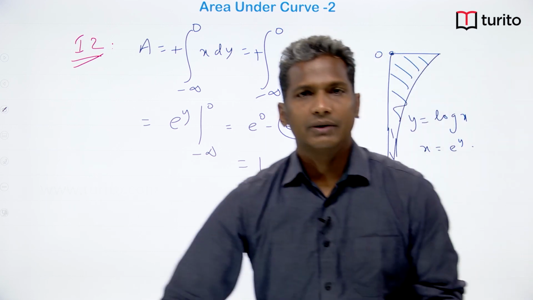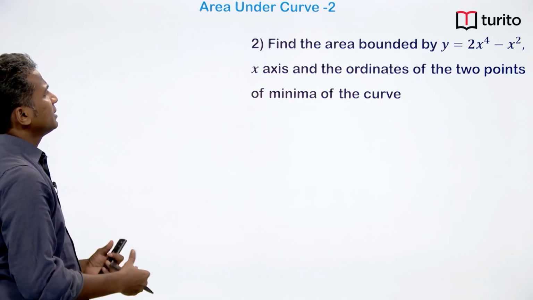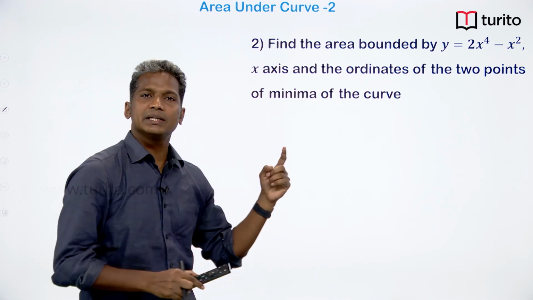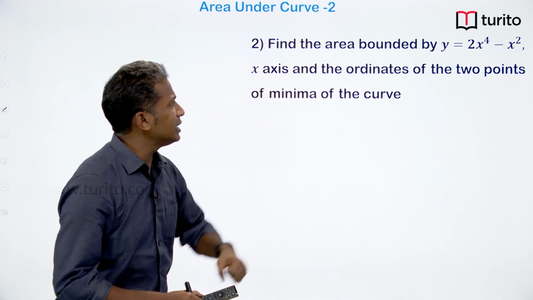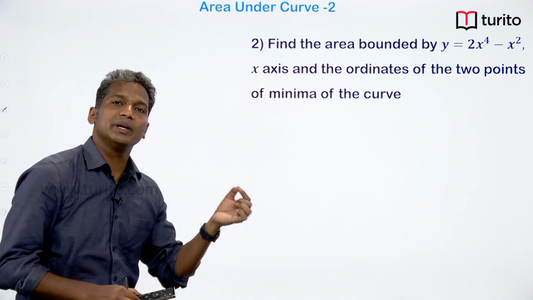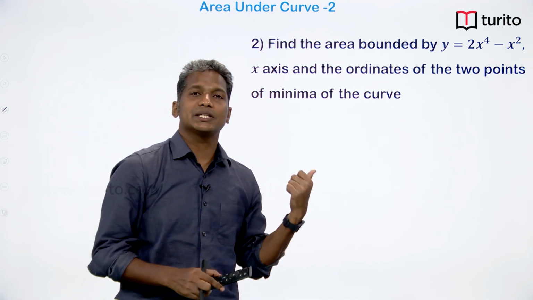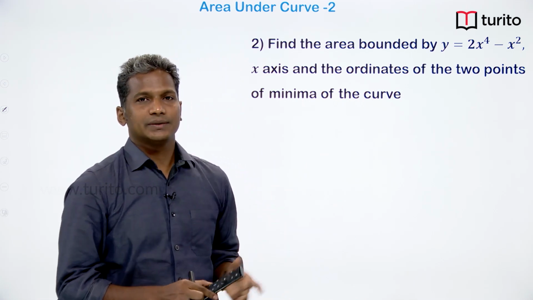Okay. Can we move on to the next question now? So, next question: find the area bounded by y equal to 2x^4 minus x^2, the x axis and ordinates of the 2 points of minima. Ordinates means x coordinates of 2 points of minima. So, how do we do this?